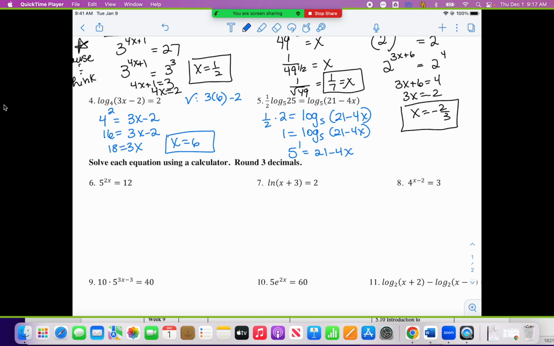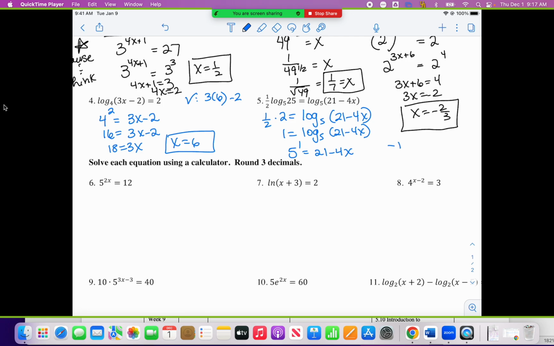Now, you could have brought the 1/2 up, and you could have done it the other way, and it would have still worked. 25 to the 1/2 is 5, and then notice you would have gotten to 5 equals 21 minus 4x. So sometimes there's more than one way to do these problems. Okay, sometimes there's more than one way, and that's okay.